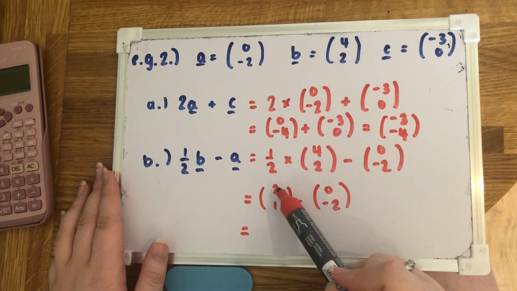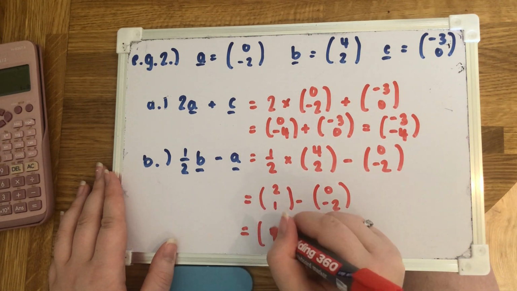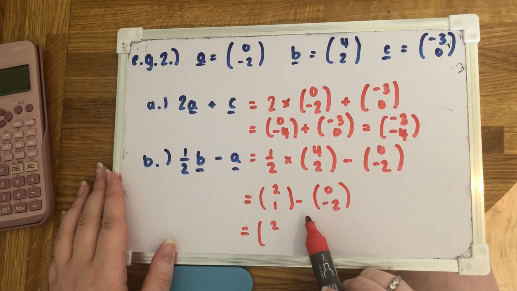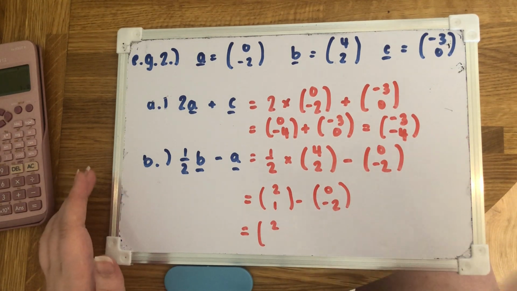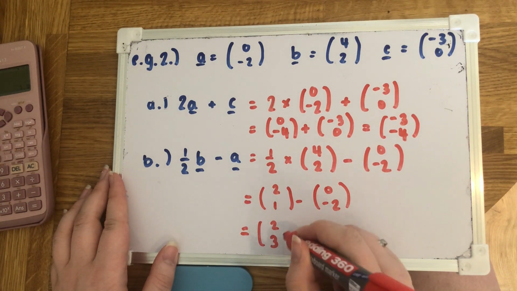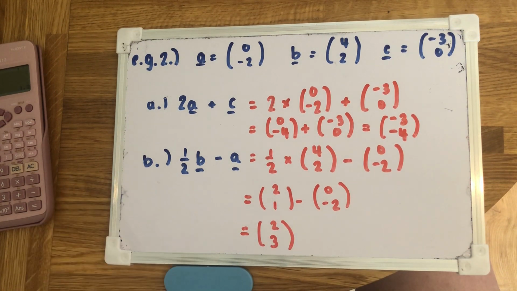Again, start with the top, so 2 subtract 0 is just 2. And then 1 subtract -2: if you're subtracting a negative, you're actually going to be adding it on. So 1 add 2 would give us 3. And that's our final answer.